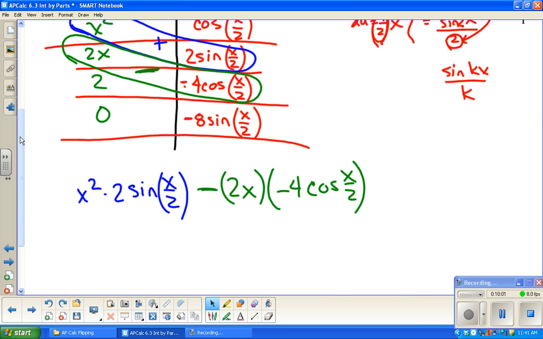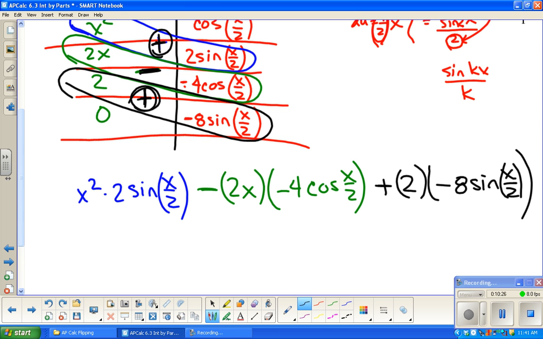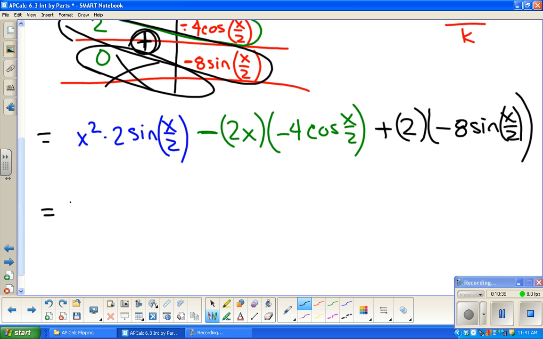Okay, then we're going to do it again. Now again, these signs alternate. So this was plus, in other words, whatever sign it was. This was minus, meaning do the opposite sign. This will be plus. And I'm going to just do plus 2 times negative 8 sine. Yes, I could write that better, and I will. Okay, now the next term is going to be 0 times, so we don't care. Okay, so let me just clean this up a little bit. So this is going to be 2x squared.